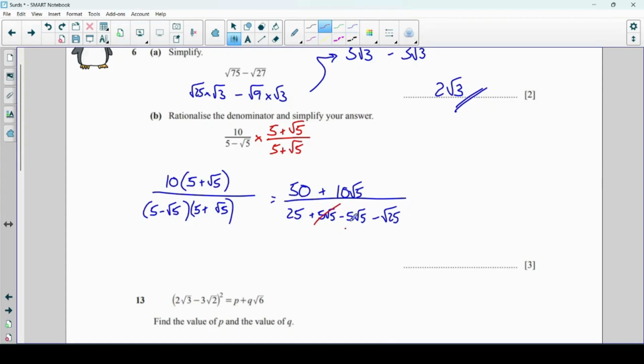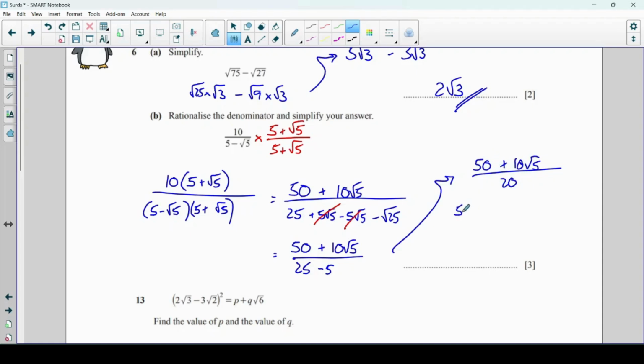Those two middle terms cancel out. So on the top we get 50 plus 10 root 5. And on the bottom we get 25, and root 25 is 5, so it's 25 subtract 5. There is going to be a bit of simplifying this time on this one. 50 plus 10 root 5 on the top. On the bottom, 25 take away 5 is 20. And we can divide all of these terms by 10. If I do that, I get 5 plus 1 root 5, or 5 plus root 5, all divided by 2. Let's write this straight on the answer line.